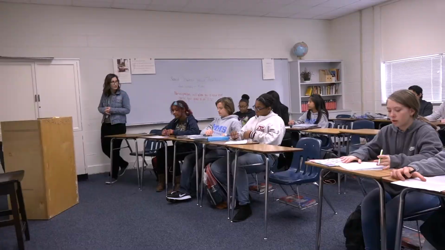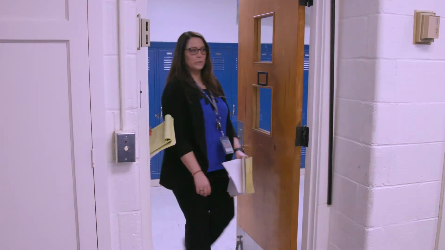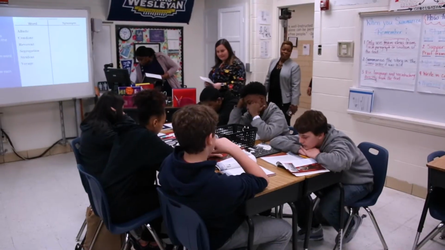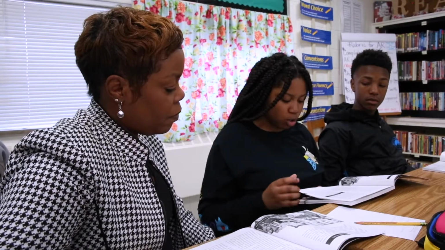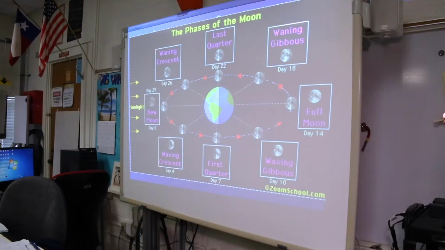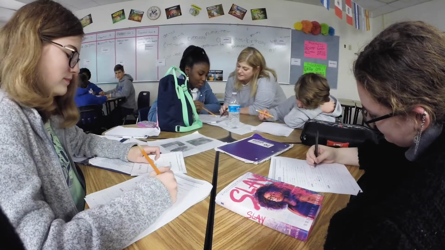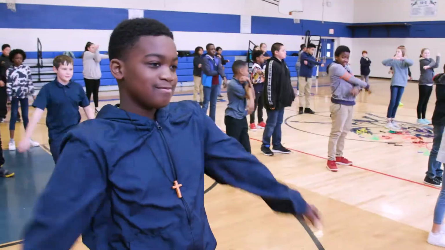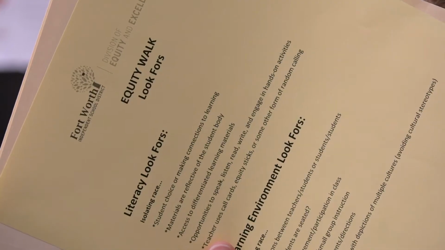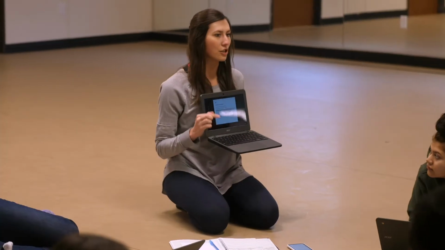Good job, thank you. For the next hour, with a lens of racial equity sharply focused, the teams observe classes in almost every subject. English, math, science, social studies, special education, art, and PE. Each team member refers back to their list of look-fors, including the lesson materials.